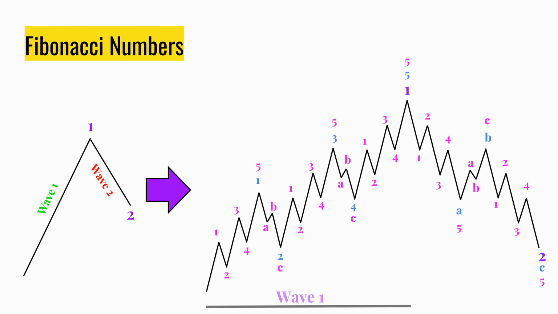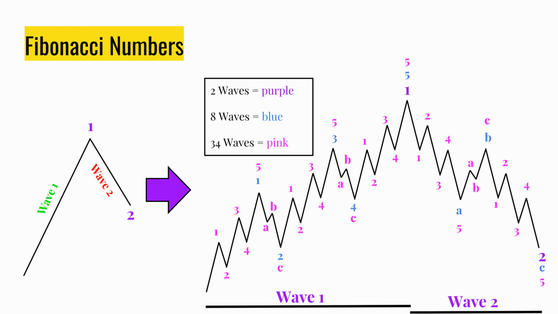To clear things all up, this half is wave 1 while this half is wave 2. In total, if we only count the purple numbers, we have 2 waves. But if we count the blue numbers, we have 8 waves. If we count the pink numbers, we have 34 waves. As you can see, we can go on and on.